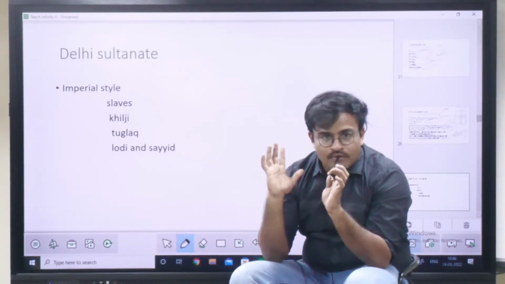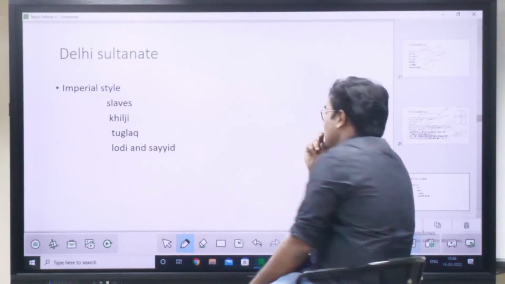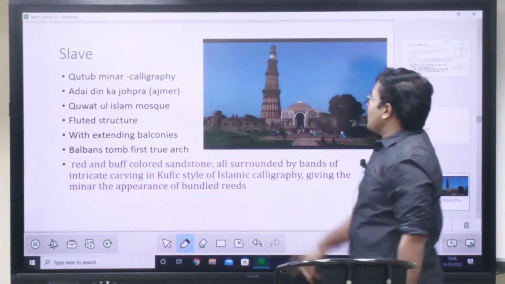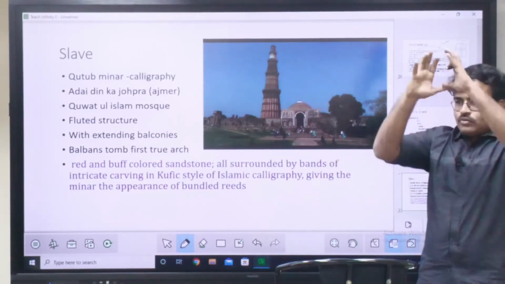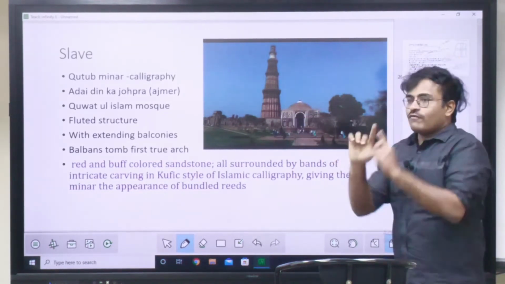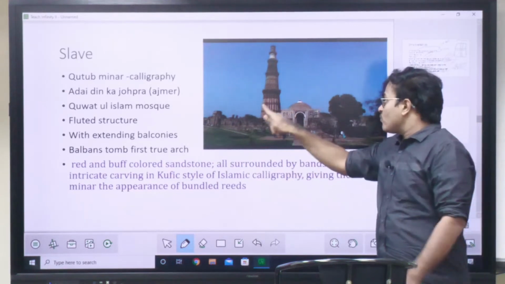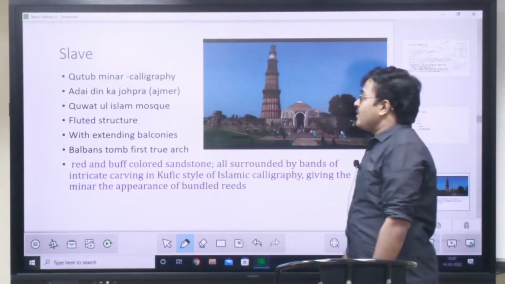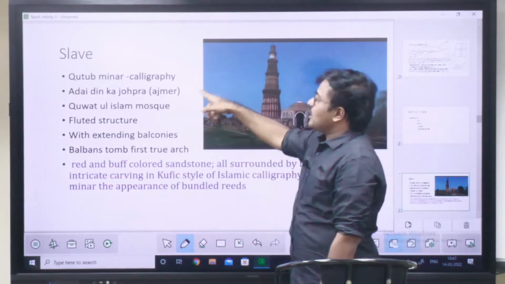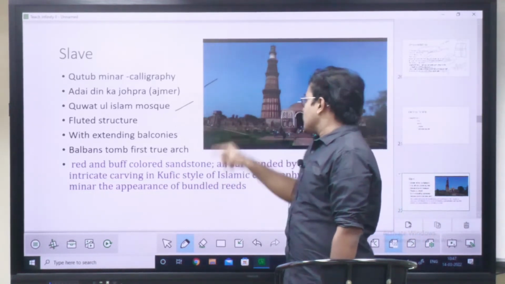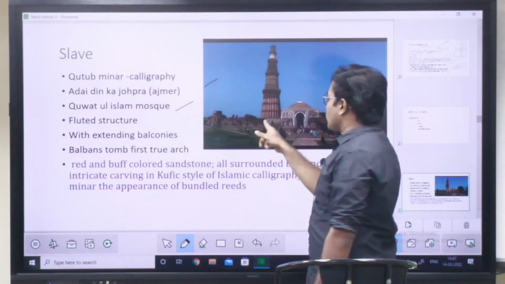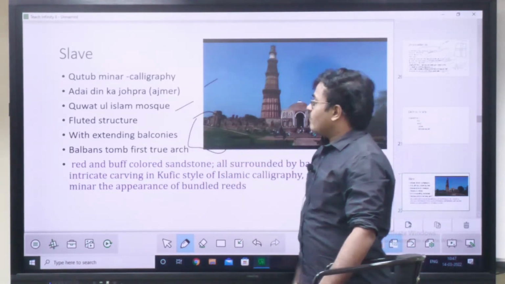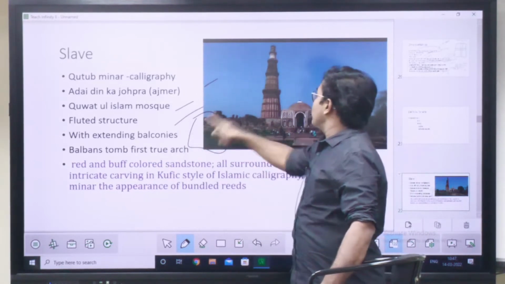Is this clear? Okay, so just have a look at this section. Qutub Minar is a bundled reed structure with a tapering top, and it has fruits on top of it. This entire fluted structure is decorated with calligraphy. Then Adhai Din Ka Jhonpra was constructed in Ajmer. Quwwat-ul-Islam Mosque, I think the image is not given here, it will be present on this side. Then a fluted structure is there with extending balconies.